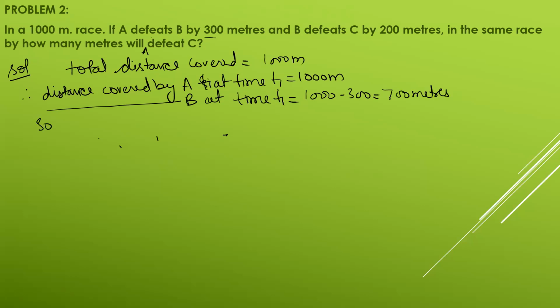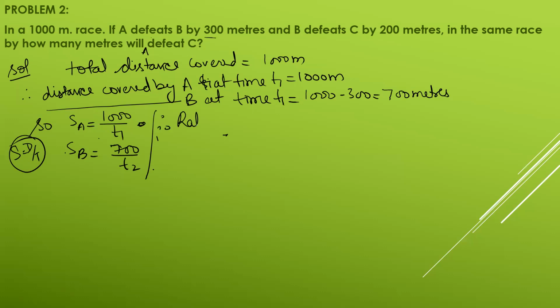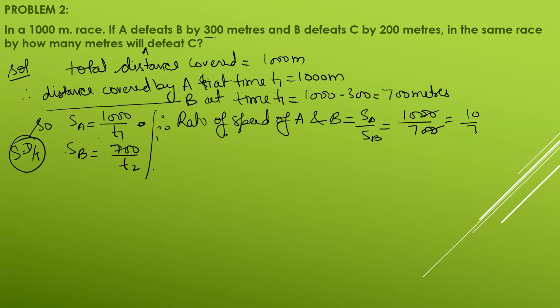So speed of A is equal to 1000 over T1, which is also speed of B is equal to 700 over T2. This is happening because speed is equal to distance upon time, right? So therefore, the ratio of speed of A and B is equal to SA over SB, which is equal to basically 1000 over 700. After simplifying, we'll get 10 over 7.